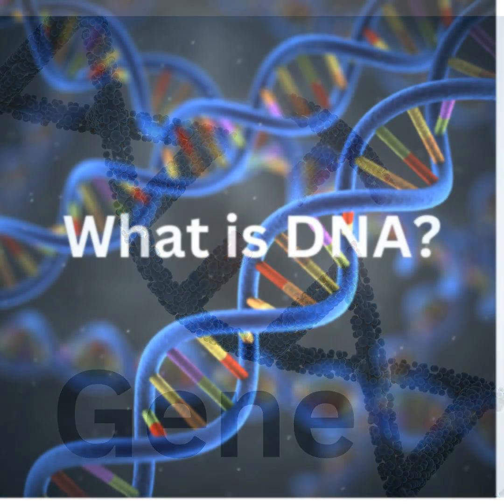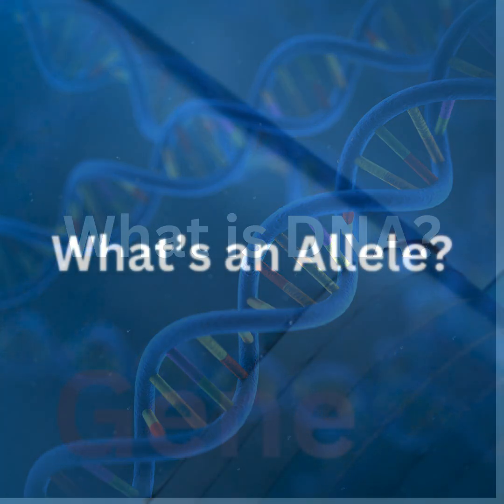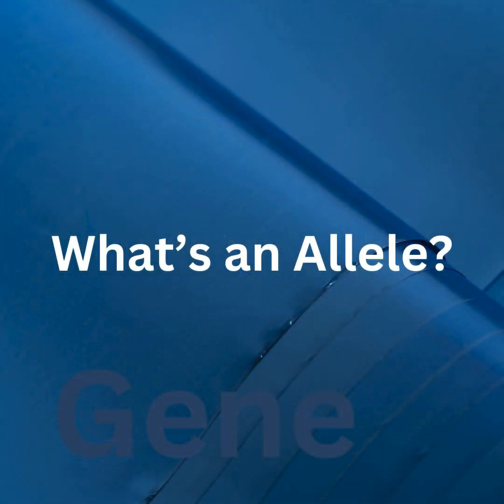But wait a minute, what is DNA? DNA is deoxyribonucleic acid, and it forms building blocks for life. Your DNA contains the instructions on how your body works and what traits you will or will not have. We also need to talk about what an allele is. An allele is a variant form of a given gene. Sometimes different alleles can result in different observable traits.